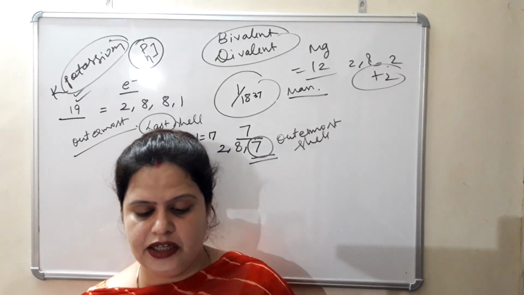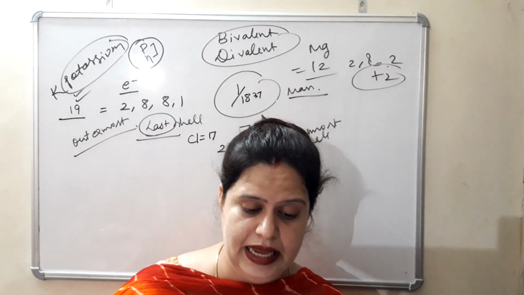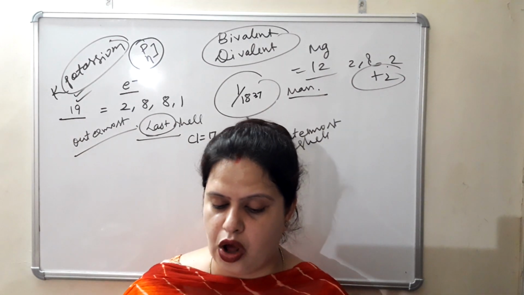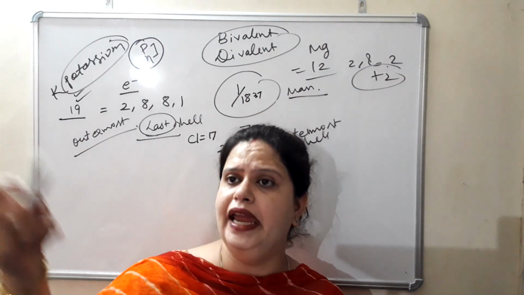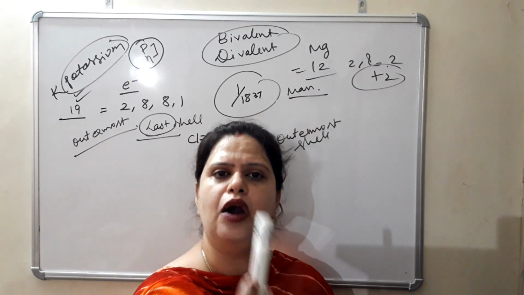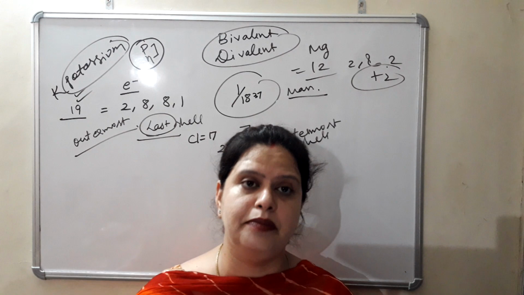Part D: state whether true or false. First one: in an atom, electrons revolve around the nucleus in fixed orbits. Yes, 2 in the first, 8 in the second. So electrons revolve around the nucleus in fixed orbits. This statement is true.